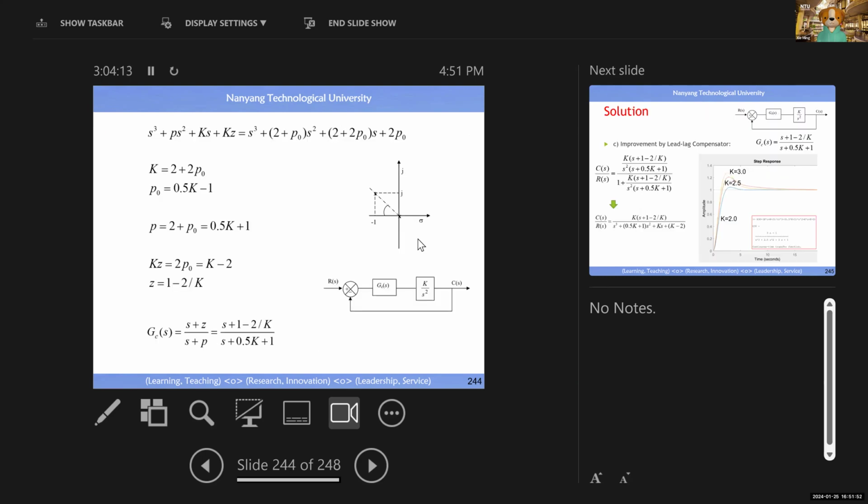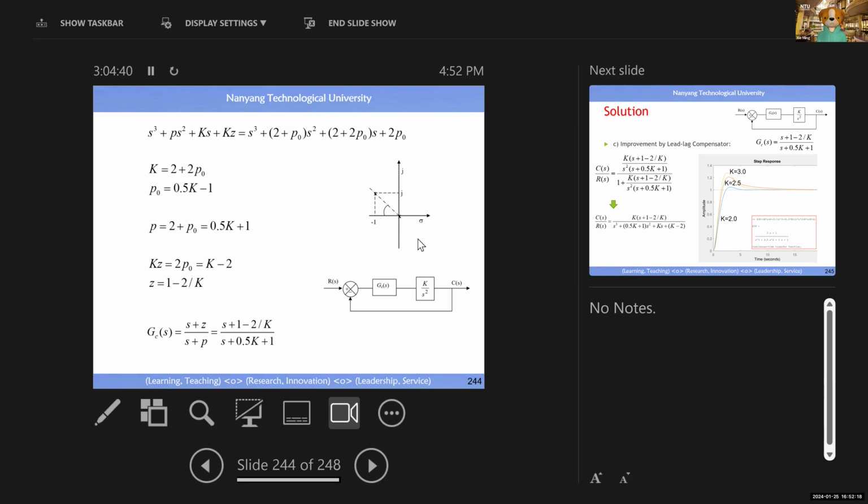So start with this guy, K equal to 2 plus 2P0. Then P0 is what? Shift this guy to here: K minus 2. Then both sides divide by 2. Then P0 equals 0.5K minus 1, right? Then now look at this guy. P equals 2 plus P0. P0 is equal to this one now. Then replace P0 by this. Then you have P equal to 0.5K plus 1.